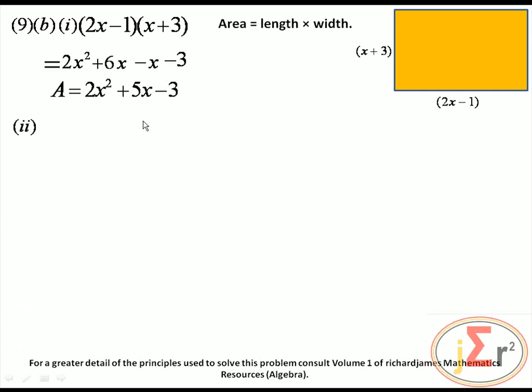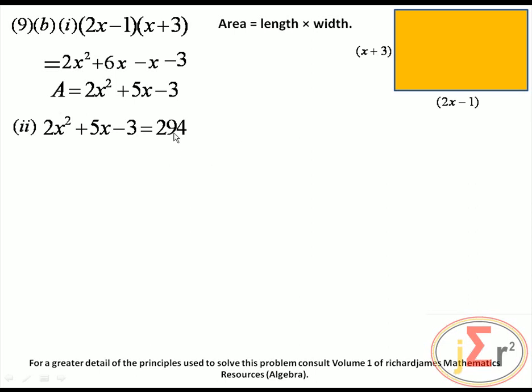Given that the area of the rectangle is 294 centimeters squared, determine the value of x. And the expression that we have here is the expression of the area that we will equate to 294. Then we will solve that equation by first getting all the non-zero terms on the left hand side, and the right hand side will be occupied by 0.